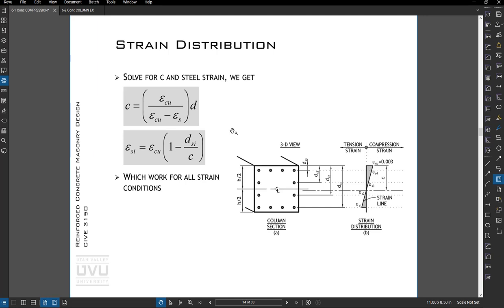Okay, so there are some more relationships we can develop. We can solve for C, and we can solve for the strain in the ith bar. So these take this previous equation and just make it something usable.